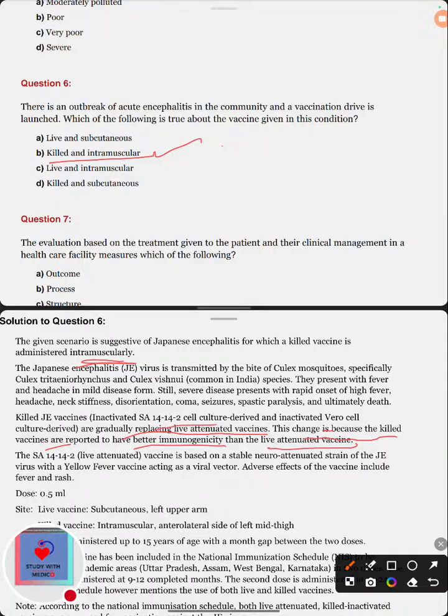Inactivated SA14-14-2 cell culture derived and inactivated Vero cell culture derived. Live attenuated SA14-14-2 is actually based on a stable neuroattenuated strain of the JE virus with a yellow fever vaccine acting as a viral vector. Adverse effects of the vaccine include fever and rash.